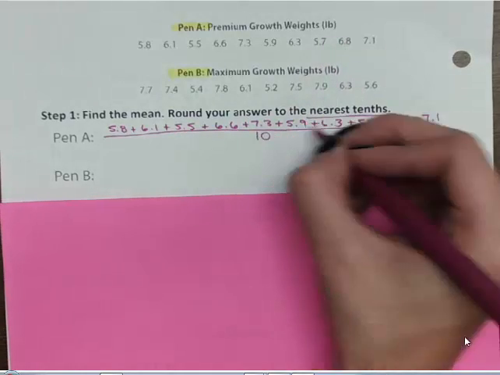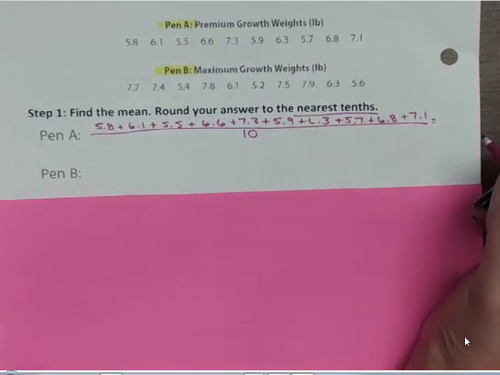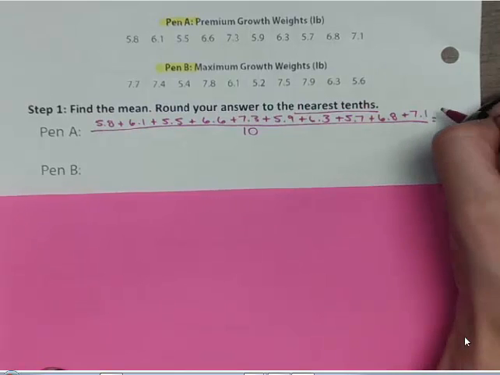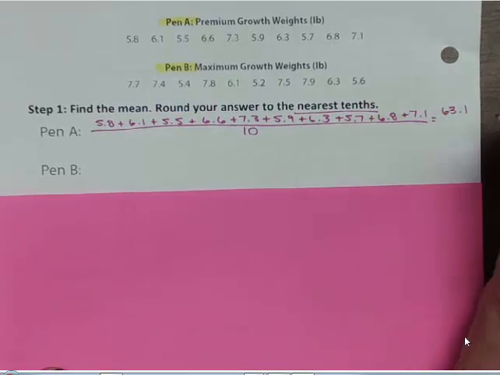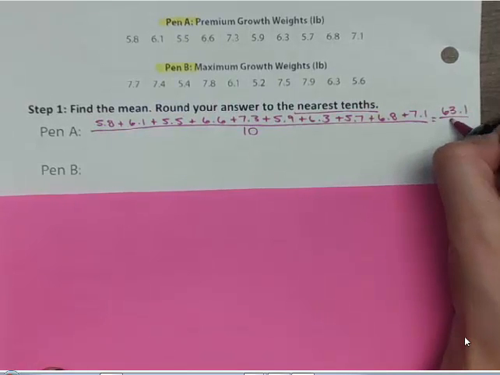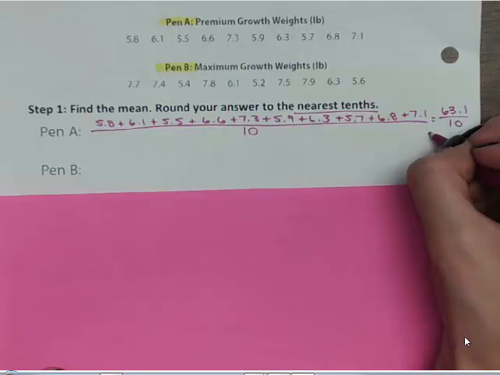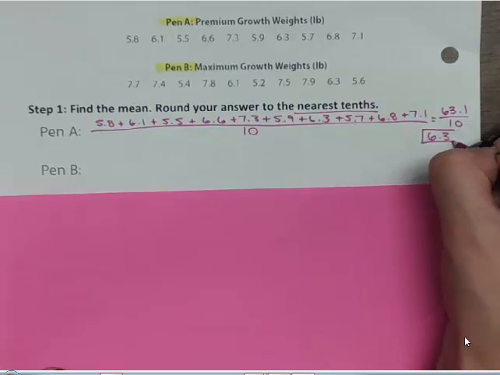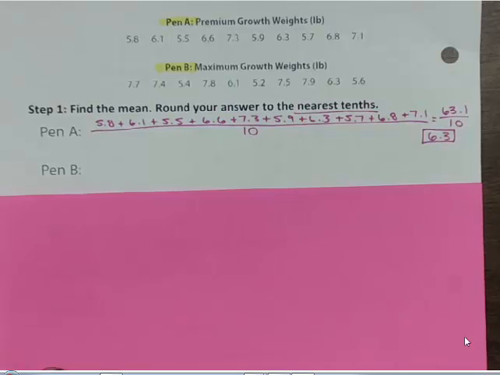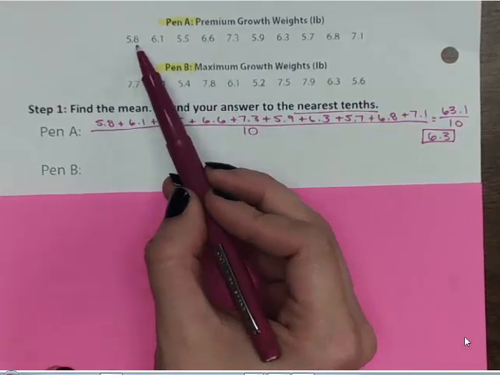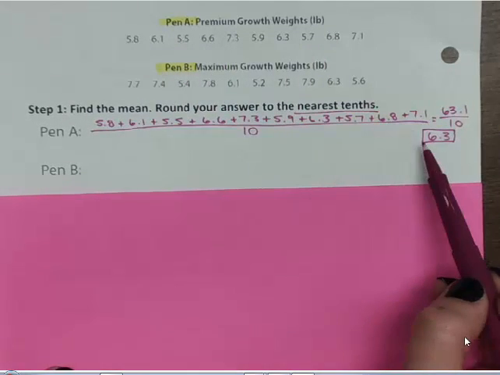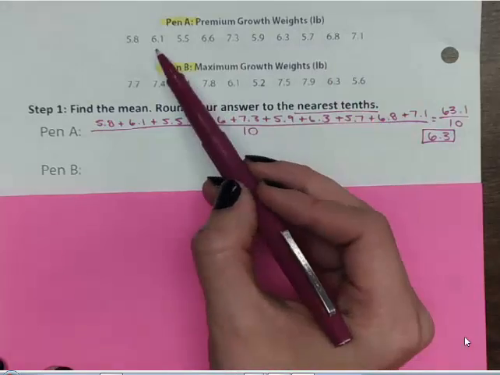Okay, I'm going to add those all up, and I'm going to divide by the number of data that I have. So 1, 2, 3, 4, 5, 6, 7, 8, 9, 10. I'm going to enter that in my calculator, and I should have gotten 63.1. But remember, I'm dividing that by 10, so my answer here is 6.3, rounded to the nearest tenth. So the mean of my data values in pen A is about 6.3. That's fairly the average between all of them.